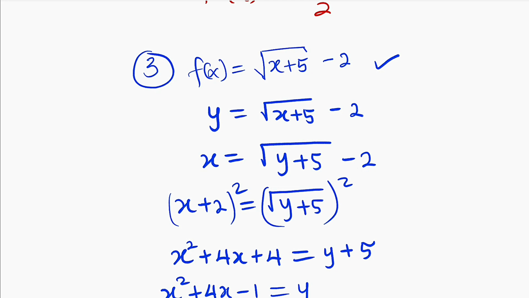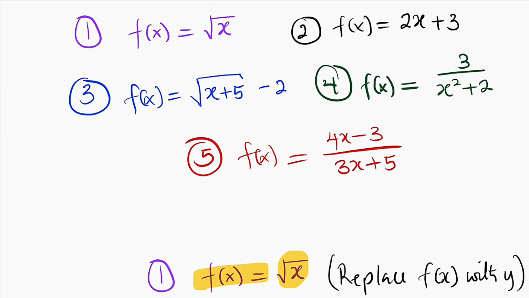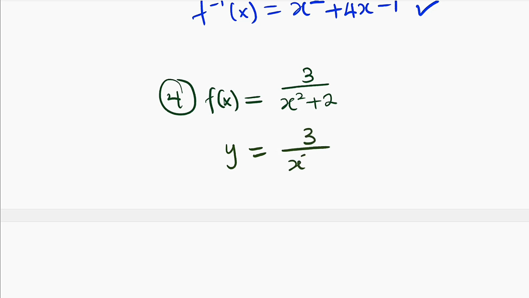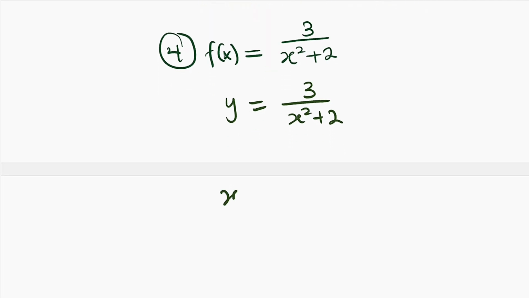Now let us take problem number 4. Problem number 4 is a function 3 divided by x squared plus 2. Alright, the first step, we are going to replace f of x with y. So we have y equal to 3 divided by x squared plus 2. Now we are going to switch x with y. So we have x equal to 3 divided by y squared plus 2.